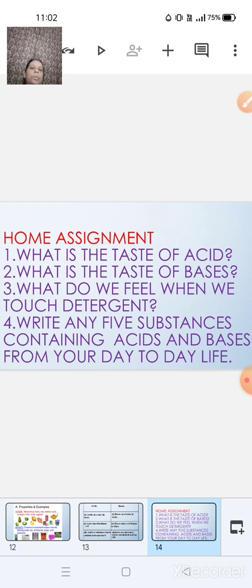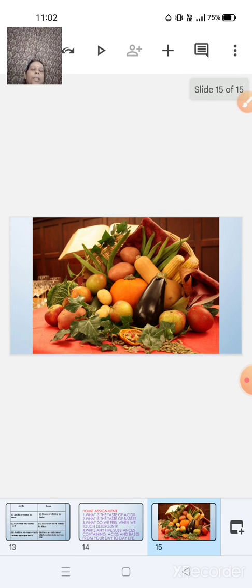Children, I hope you have got an idea of what acids are and what bases are. In detail, as I said, we will be proceeding within the chapter.